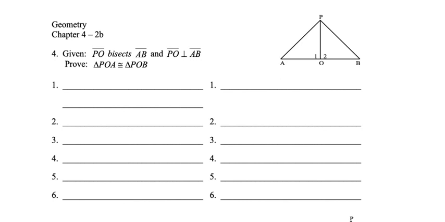On our worksheet, we're given that PO bisects AB and that PO is perpendicular to AB. And then we want to prove that triangle POA is congruent to triangle POB. So I'll write my givens. PO bisects AB, and then PO is perpendicular to AB, and see what we can do with that.